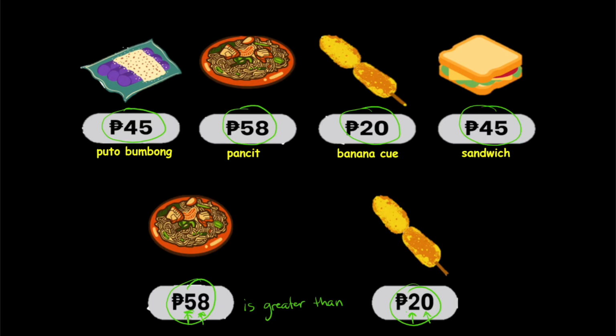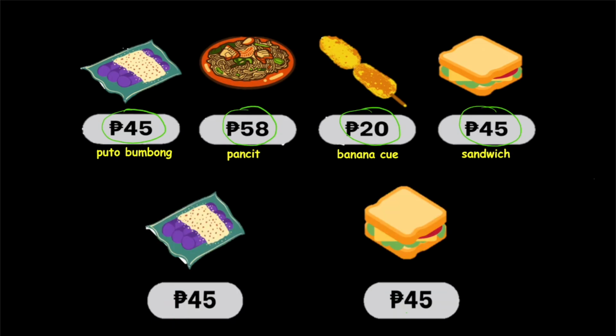Another example, how about if I have puto bongbong and sandwich? Puto bongbong is 45 pesos and sandwich is also 45 pesos. So they have the same value. We can say that 45 pesos is equal to 45 pesos. So this means that puto bongbong costs the same as the price of the sandwich.